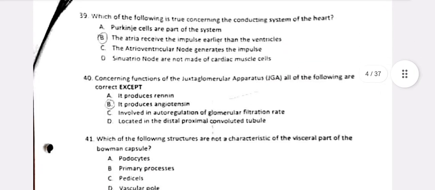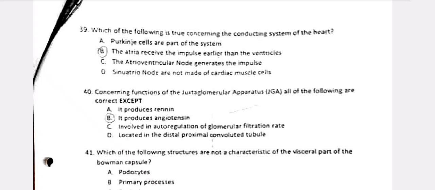Then talking about question 39, it's saying, which of the following is true concerning the conduction system of the heart? Purkinje cells are part of the system. The atria receive the impulse earlier than the ventricles. In multiple choice questions, it's all about being able to identify the perfect answer. There are some answers which may be correct, but you need to identify the perfect answer. Just by reading B, the atria receive the impulse earlier than the ventricles.